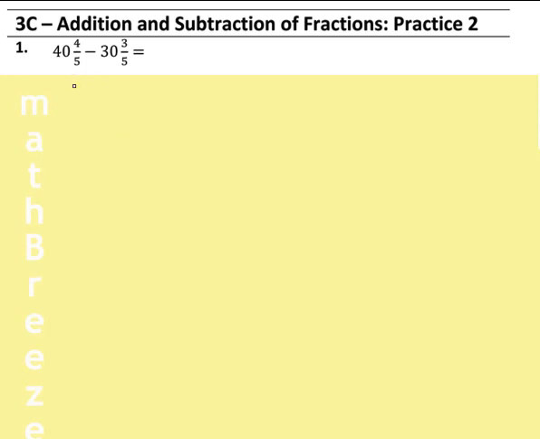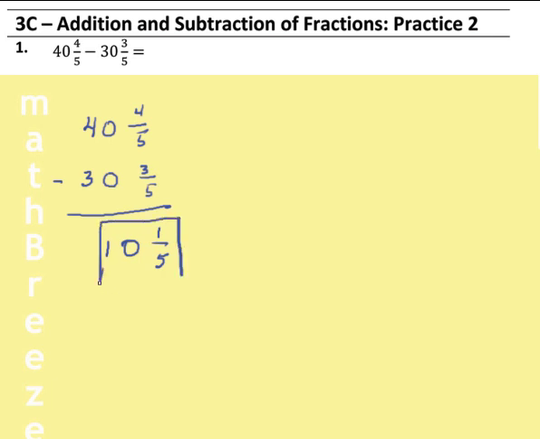Now we're subtracting two mixed numbers, and I like to do these by lining them up vertically like this, so that the fractions are lined up and the whole numbers are lined up. So we're subtracting 4/5 minus 3/5, so that would be 1/5. And 40 subtract 30 is 10. All right, so that's our answer, 10 and 1/5.